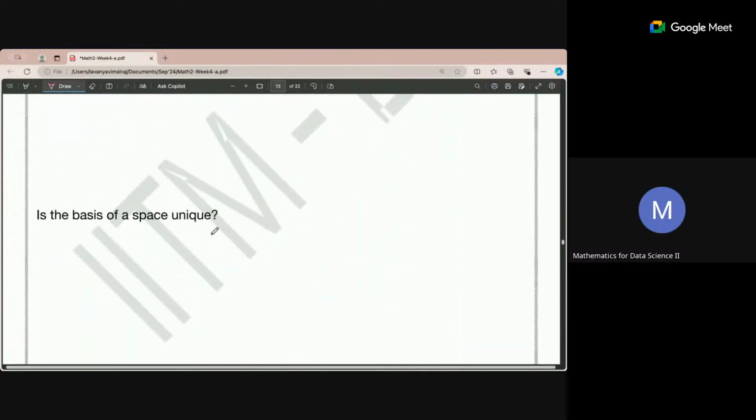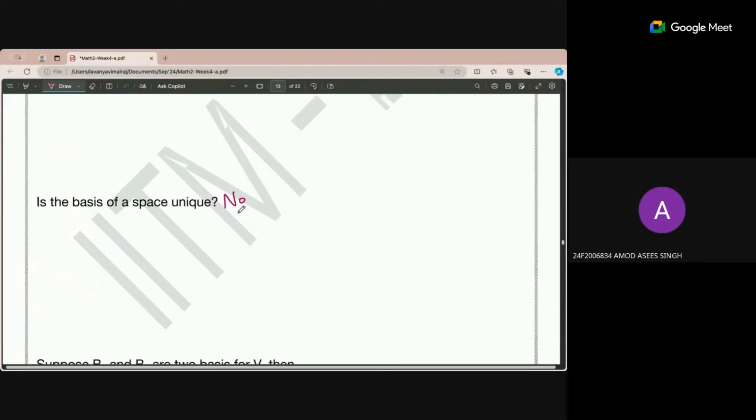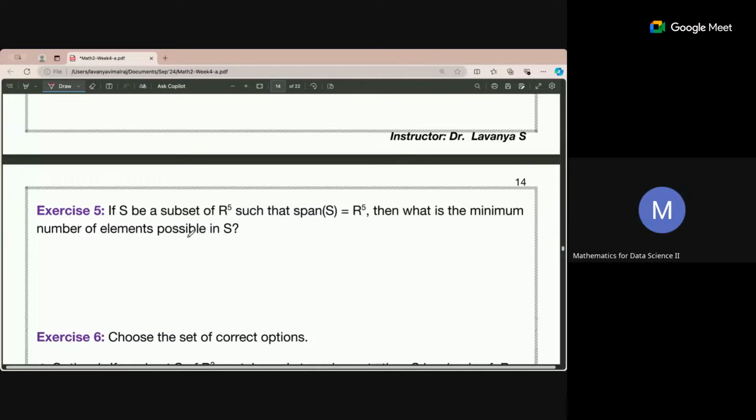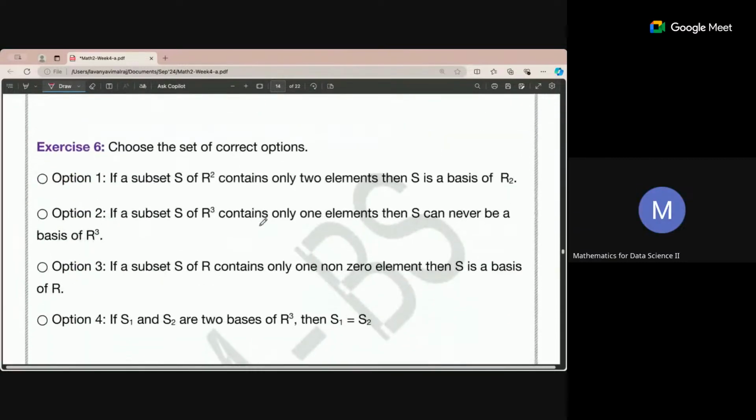Is the basis of a space unique? No. Suppose B1 and B2 are 2 bases for V, then the number of vectors in B1 is equal to the number of vectors in B2. If S is a subset of R5 such that span of S is equal to R5, then what is the minimum number of elements possible in S? 5.